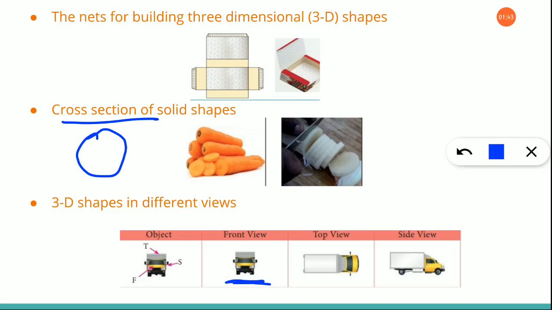Suppose, imagine you are standing on your terrace and the truck is passing by. What will you see? You can see the top portion. This is how the top view will be. And when you are standing on the road and it crosses you, you can see the side view of the truck. Okay, these are the different views in which we can see 3D shapes with our eyes. Okay, clear, children?